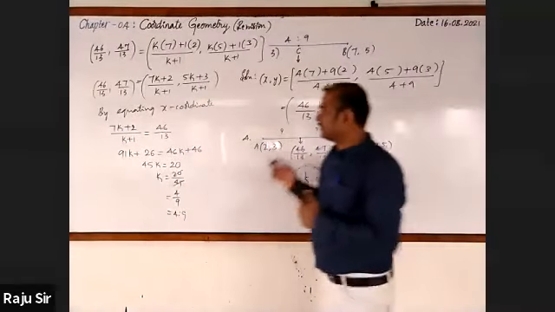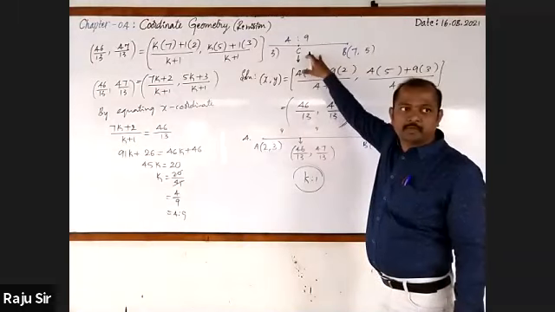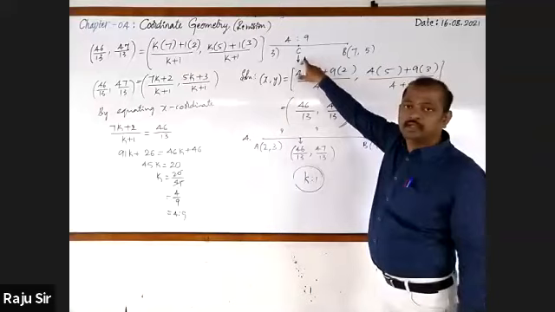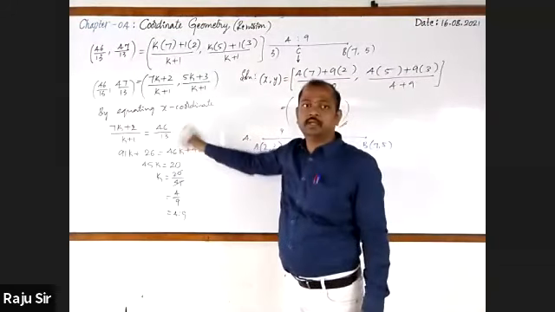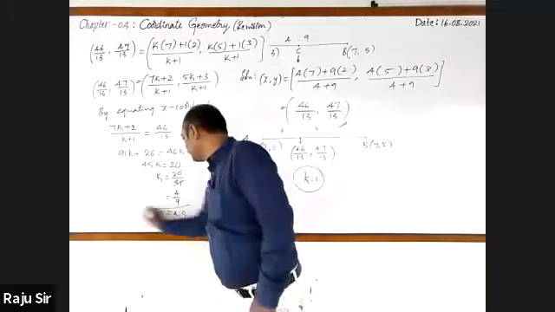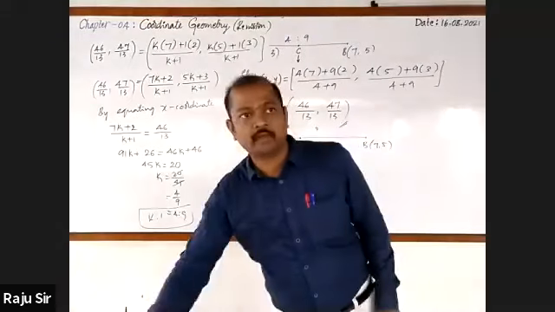Just for understanding, I have taken the same problem only. In the first problem, we found out the coordinates of the point. In the second one, we found out the ratio. Ratio K:1 is 4:9. Followed?